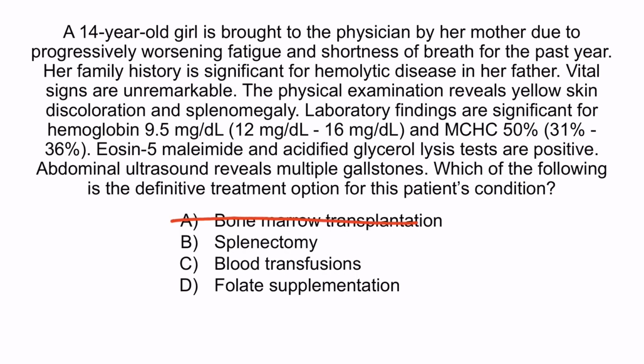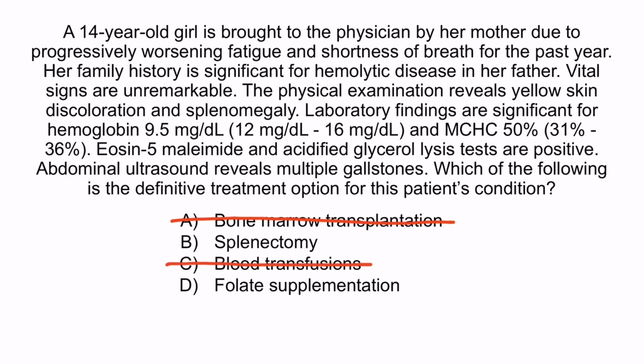Option A is incorrect because bone marrow transplantation has been shown to have an unfavorable risk-benefit ratio in patients with hereditary spherocytosis. Additionally, red blood cells maintain their function of transporting oxygen. The only problem is that they are hemolyzed due to their spherical shape. Therefore, there is no need for bone marrow transplantation when splenectomy is less invasive and a more effective strategy.